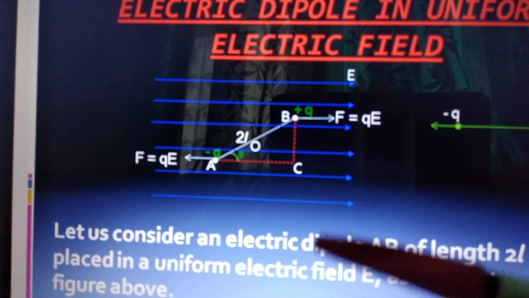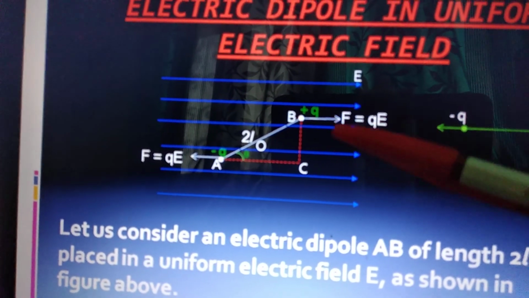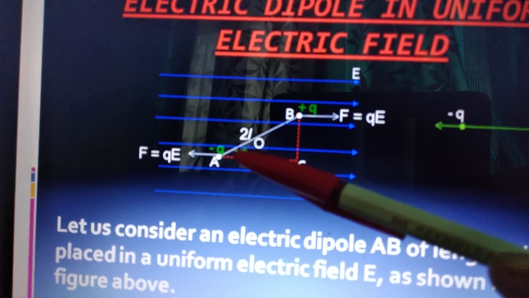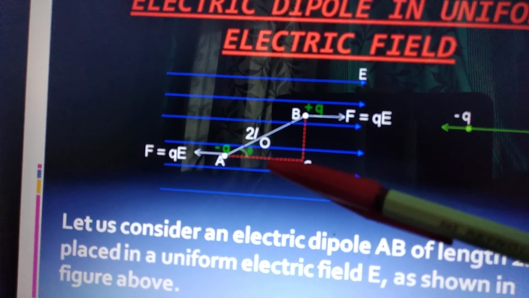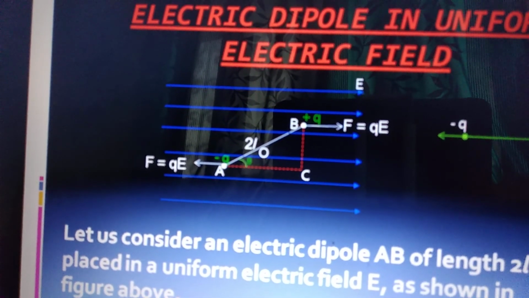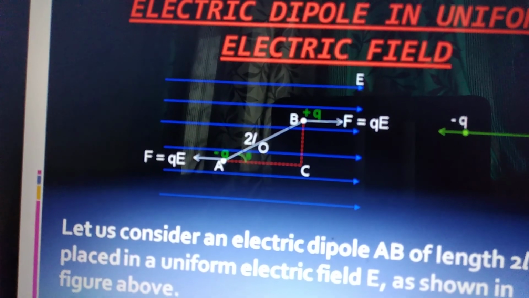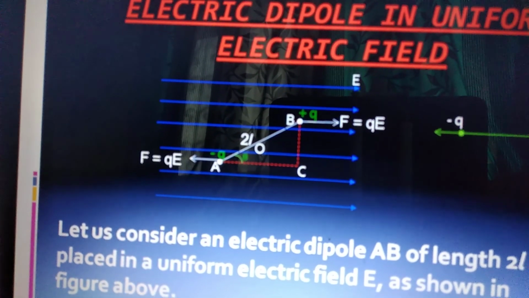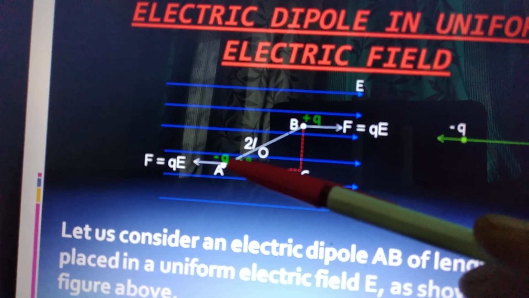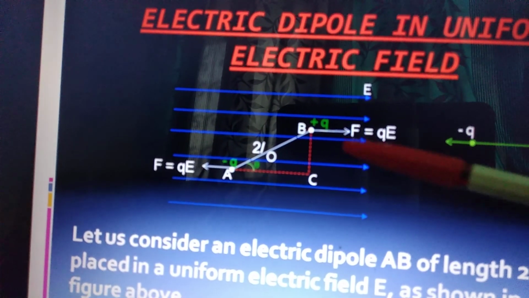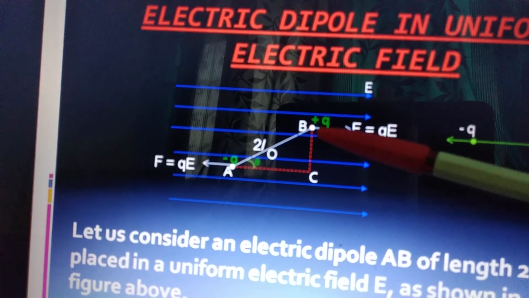In this field, I have kept a dipole of length 2L. The axis of the dipole is making angle theta with the external field. O is the midpoint of the dipole. At end A is the negative charge minus Q, and at end B is the charge plus Q.